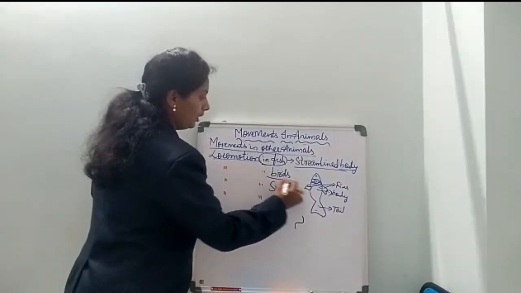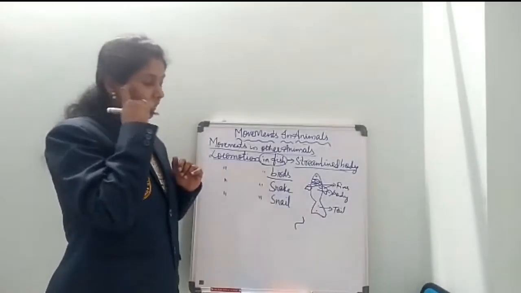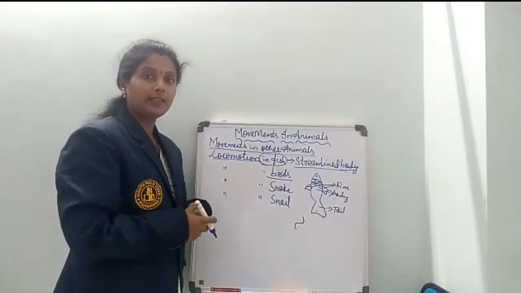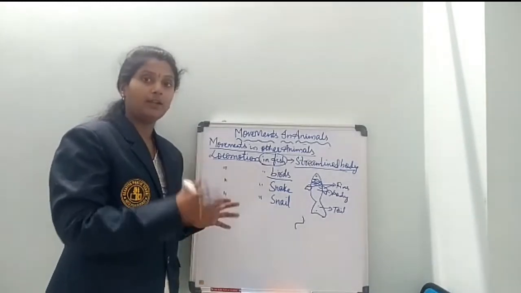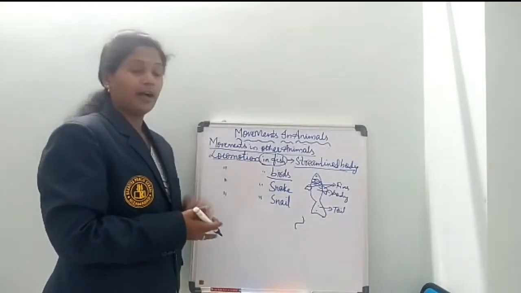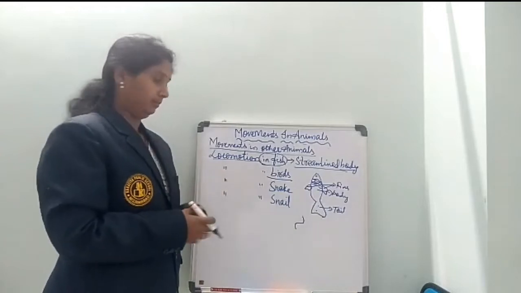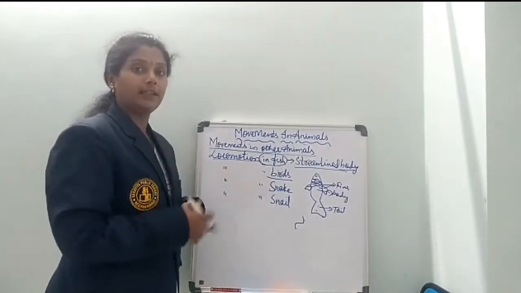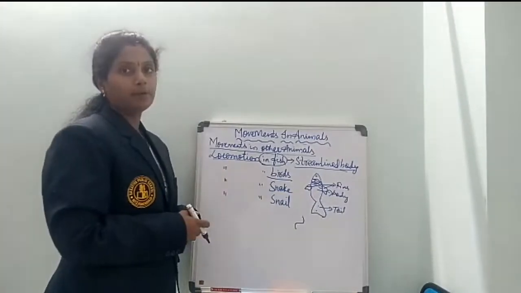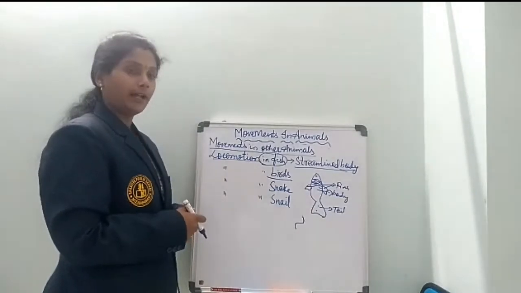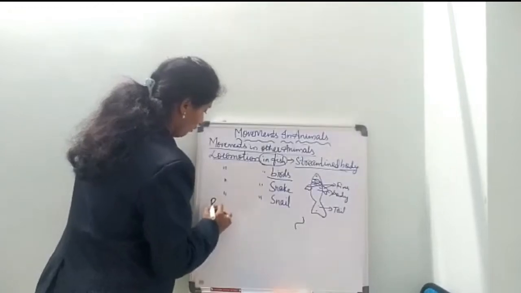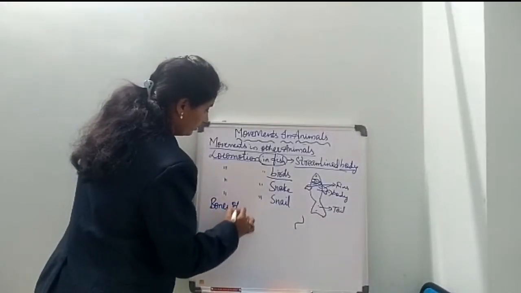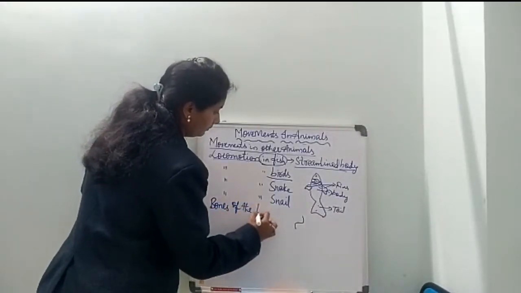Next, coming to the locomotion in birds. Generally, we can see a number of birds. What are the locomotory organs of birds? They are nothing but wings. And how do they move? They walk on the ground and fly in the sky. How are they able to fly in the sky? Because their bones are hollow. Bones of the birds are hollow.